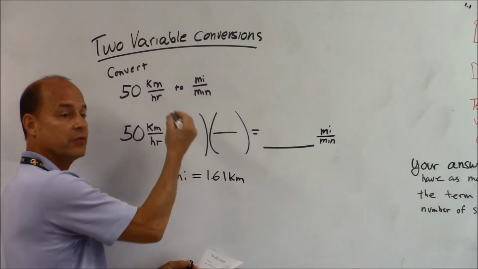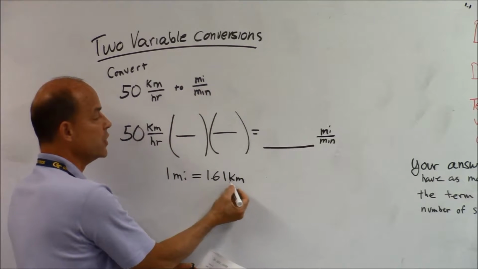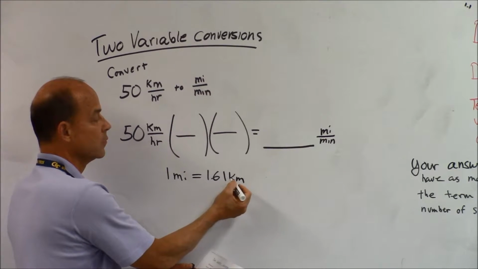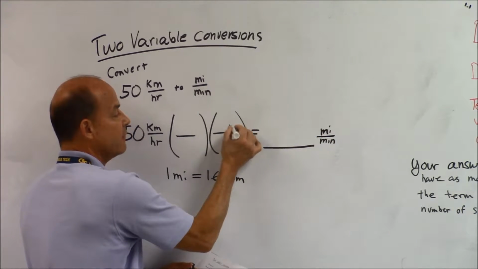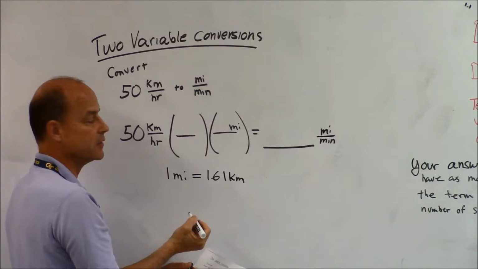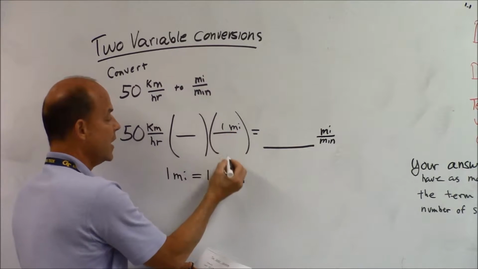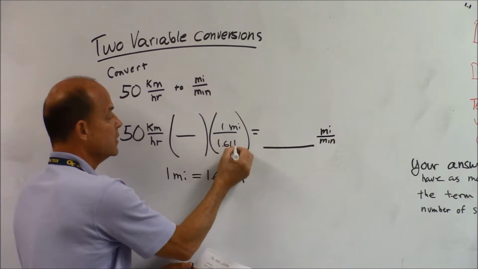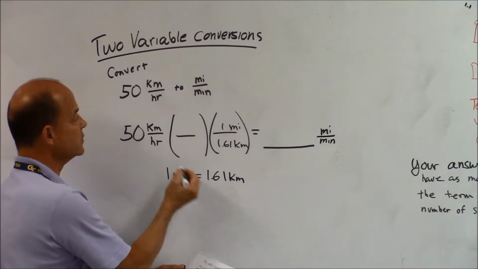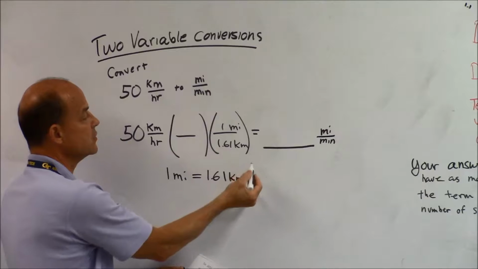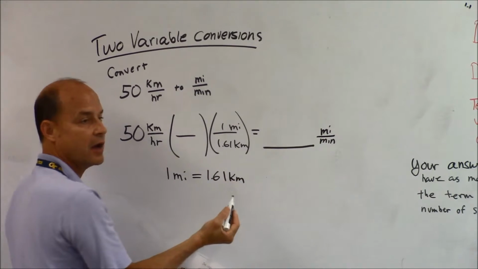So just like in the single variable problems, we have to choose which one to go on top. If we want miles on top in our answer, then we need to have miles on top in our conversion factor. So in 1 mile, there is 1.61 kilometers. And we're well on our way to getting this solved because right now we can see that kilometers is going to cancel and it's going to leave us with miles on the top.